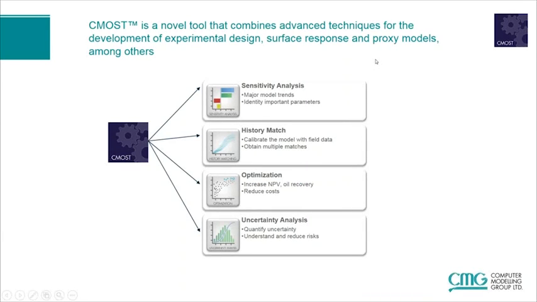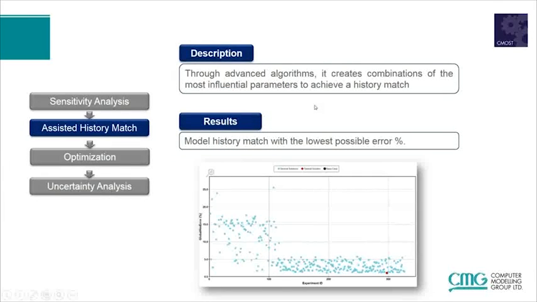So for this task, we use CMOST, and CMOST is CMG's tool for various tasks here, like sensitivity analysis, history matching, optimization, or uncertainty analysis. Now for this core flood match, we use CMOST for the assisted history match, and it uses advanced algorithms and creates combinations of the most influential parameters to achieve a history match. So of course, we're looking for the lowest possible error here.